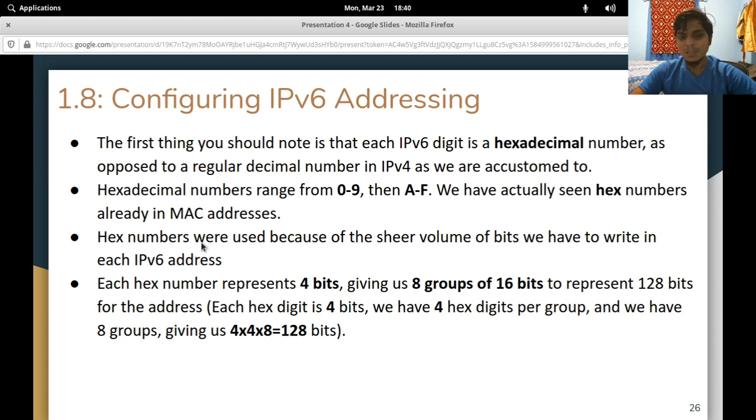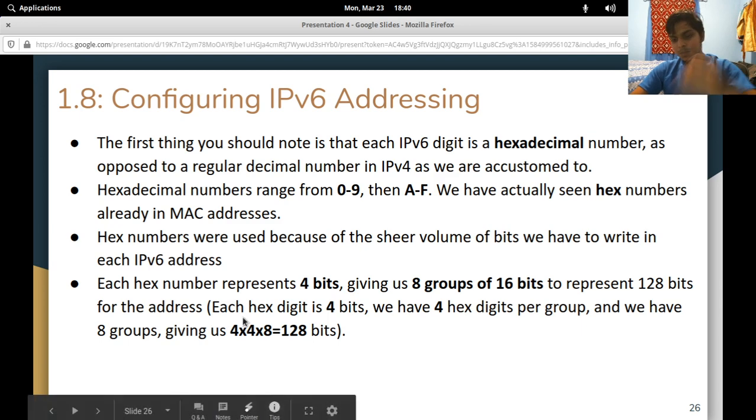Hex numbers were used because of the sheer volume of bits that we have to write in each IPv6 address. Each hex digit represents 4 bits, and we have 4 hex digits per group, giving us 8 groups of 16 bits to represent the 128 bits of the address.